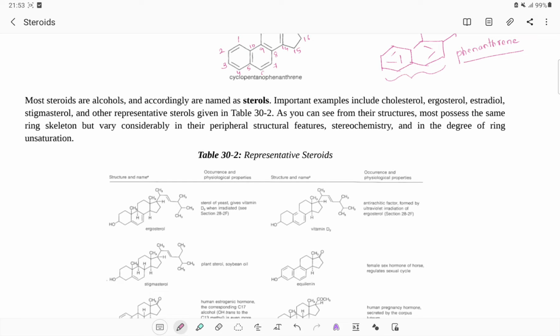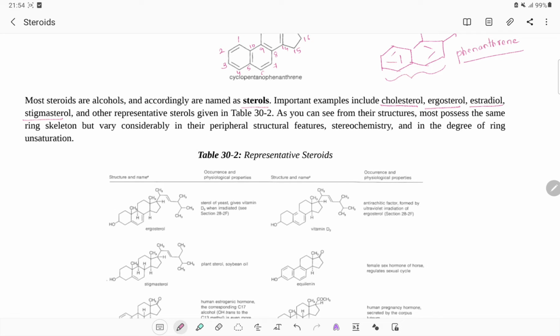When I look at the steroidal structure, most of the steroids are alcohols. For example, in cholesterol there is a presence of OH, and hence it falls into the category of alcohol, and accordingly they are named sterols. Why do we call them sterols? Because there is a presence of an alcoholic system. Very important examples include cholesterol, ergosterol, estradiol, stigmasterol, and other representative compounds.